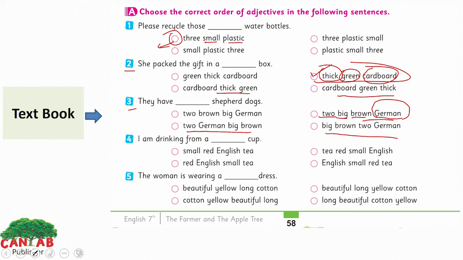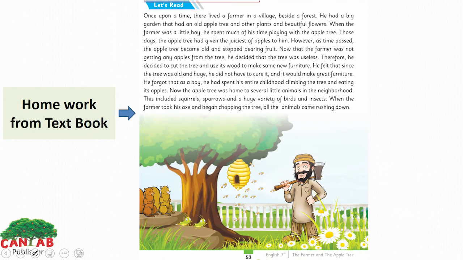Dog, German Shepherd dog. So this is the right order here. I want you to choose the correct option for these remaining sentences too. This is your homework from the textbook. You have to give it a read and identify the adjectives with the right order.